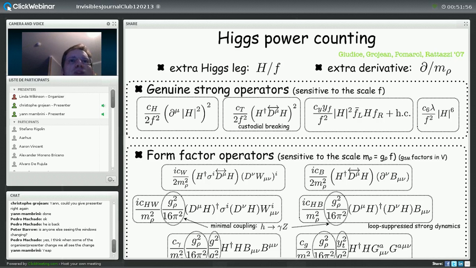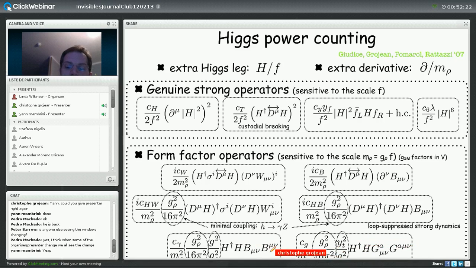So for instance, you can embed SO(4), or if you want, embed SU(2) cross SU(2), SU(2) left cross SU(2) right, into SO(5), and break SO(5) down to SO(4), and this produces exactly four Goldstone bosons. So in these models, really the full Higgs doublet appears as a Goldstone boson emerging from a spontaneously broken global symmetry in the new physics sector.